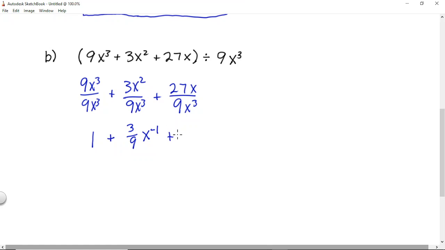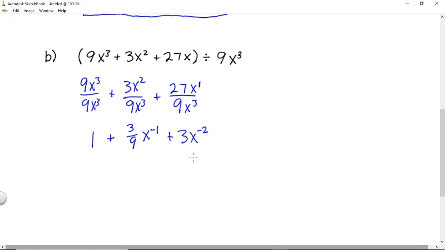Okay, and then the last one, 27 divided by 9 is 3. Subtract exponents. Remember, this x has a 1 here. If there's no exponent at all there, that means there's really a 1. X to the first power means the same thing as x. Okay? So don't forget that. So that 1 is there. You can go ahead and write it down if you want to. Okay? So 1 minus 3, that's our subtraction. We have negative 2 as the exponent.